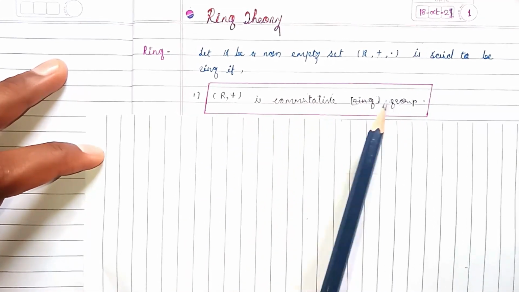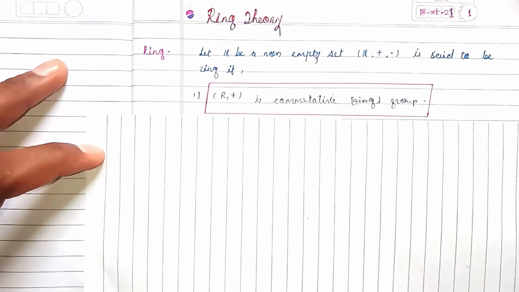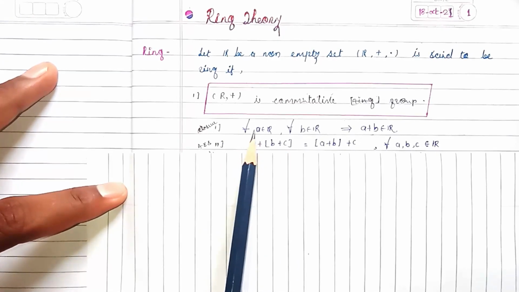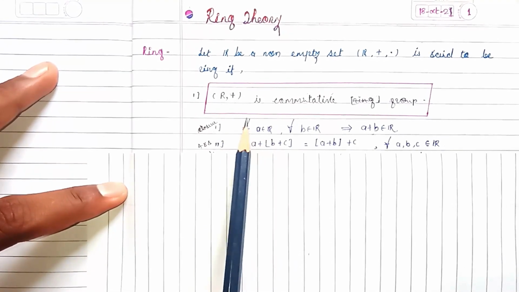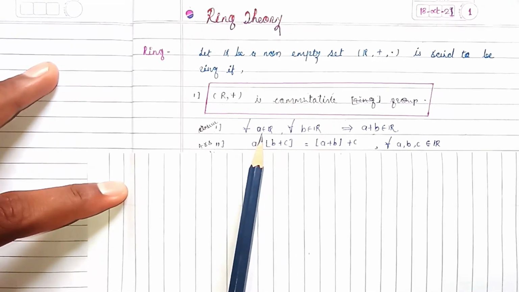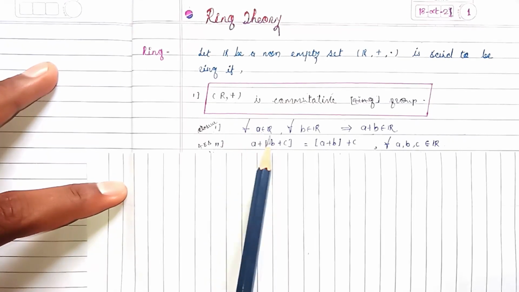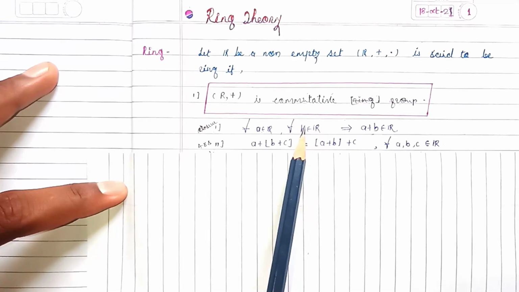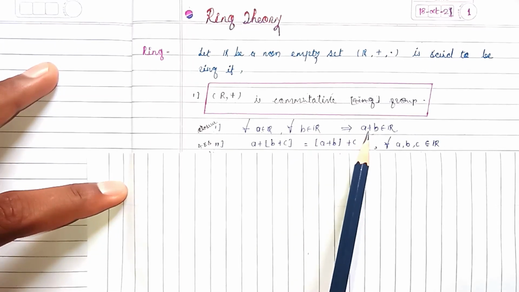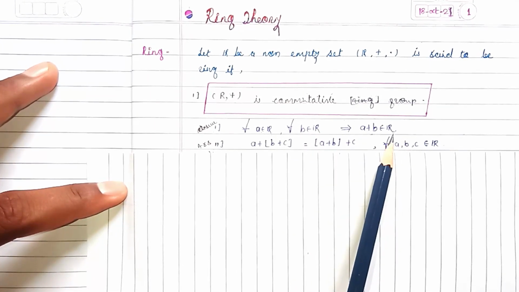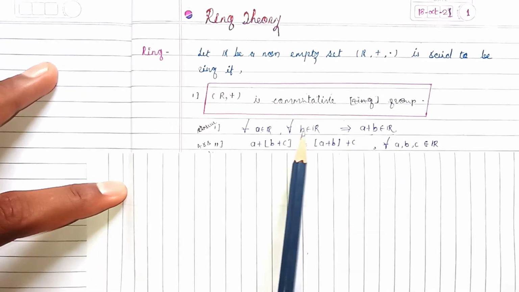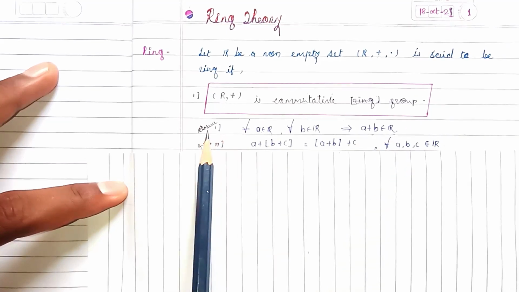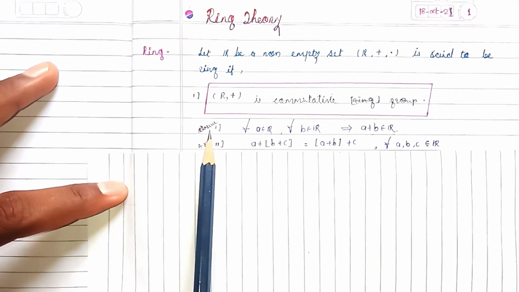When it holds the first property, we go to the next property. For the closure property, we take two elements from the ring. If a belongs to R and a second element b belongs to R, then the closure property says that their addition a plus b also belongs to R, where R means the ring. If a belongs to R and b belongs to R and their addition goes to R, then we say that it has the closure property.